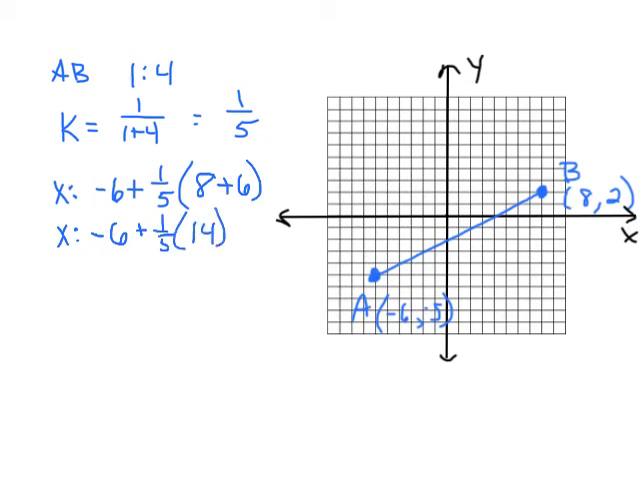I don't know what that ends up being. That's 2.8 minus 6. So my x value, that is 1/5 the distance away, is negative 3.2.